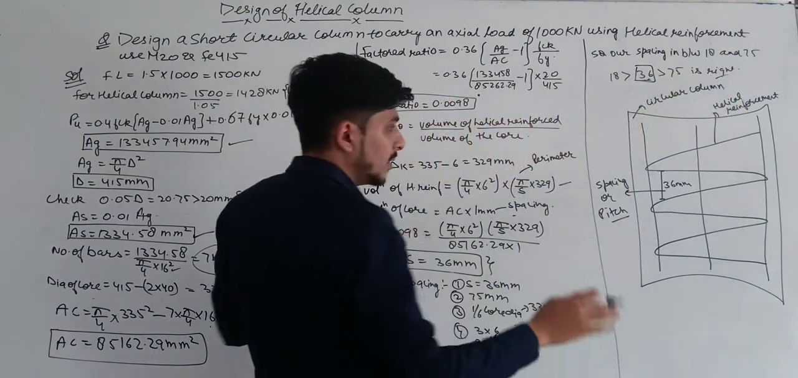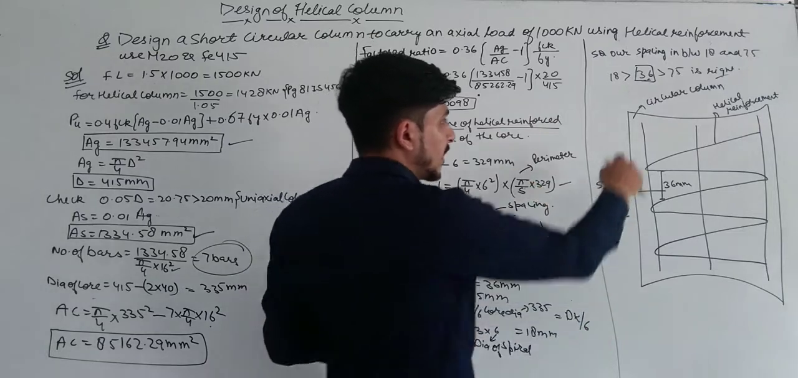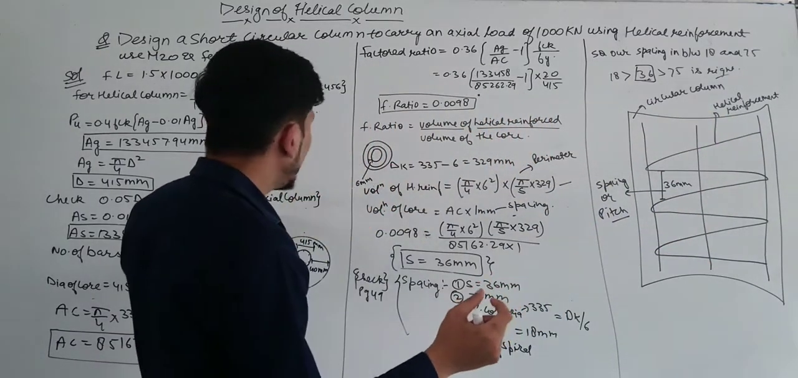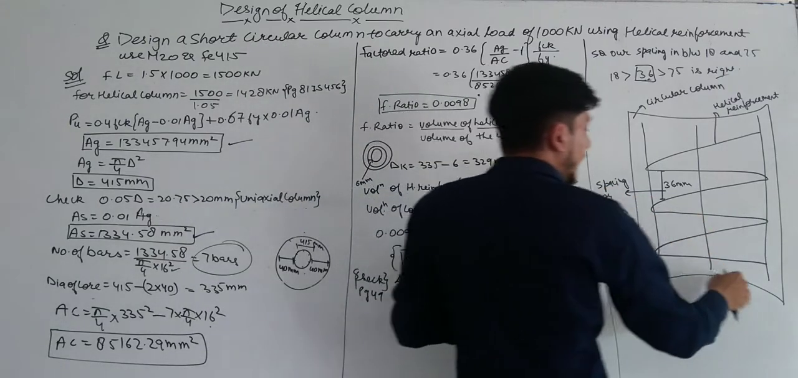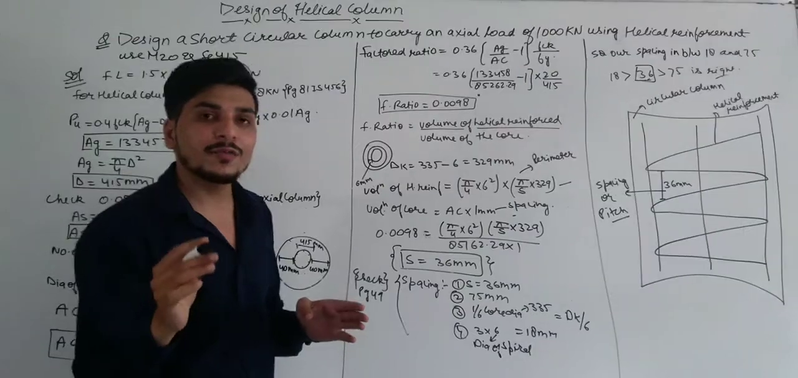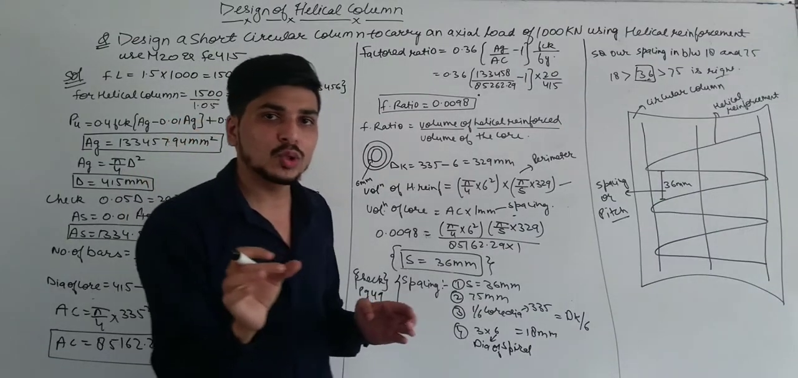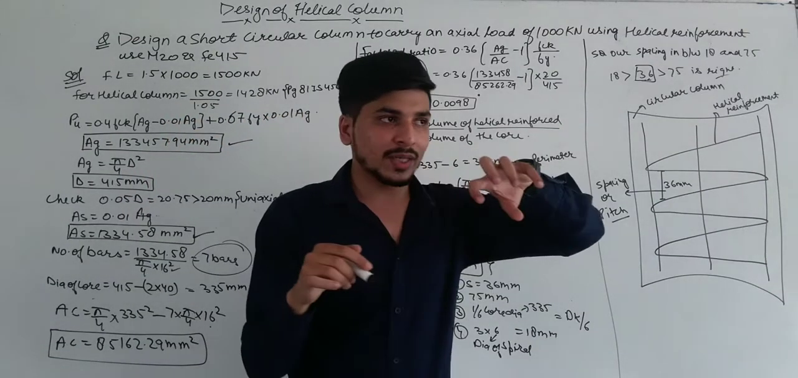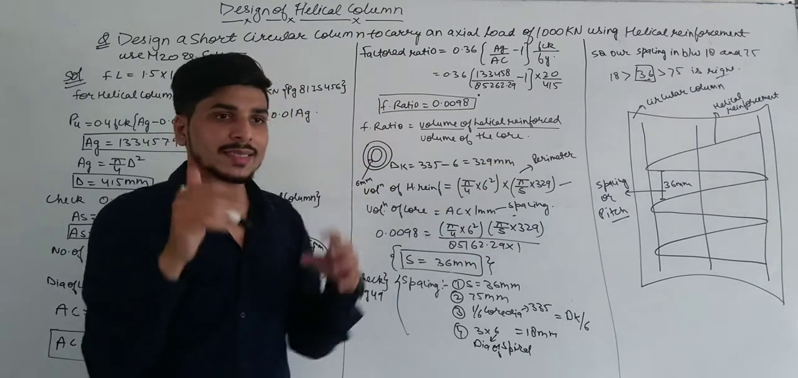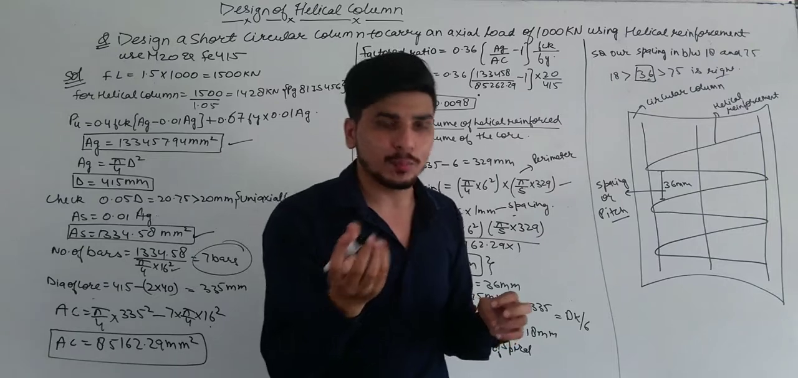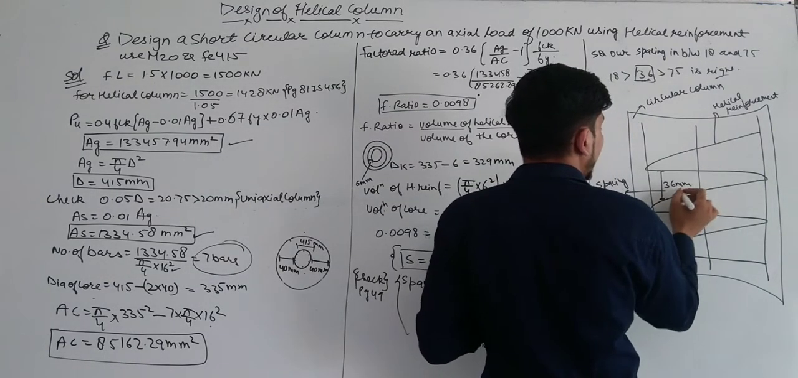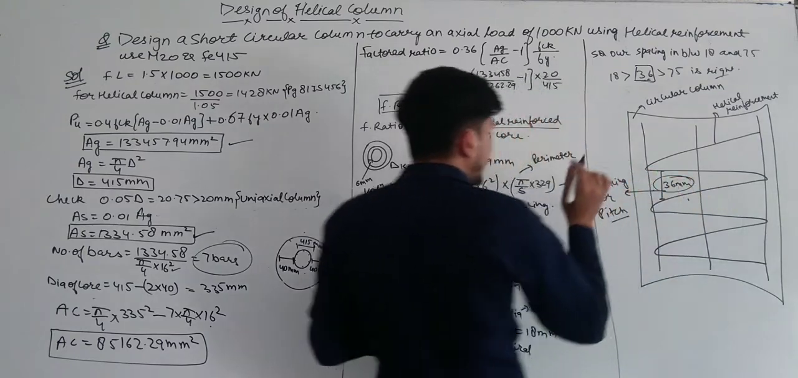Now this is the diagram for the helical reinforcement. This is a circular column. This is a vertical bar, the main bar. We have calculated 7 bars applied in the particular column, and over them we have to apply the helical reinforcement. Helical reinforcement means the reinforcement is applied in this zigzag way, and you can say it is helical form. So this is the helical reinforcement. The spacing between two helical reinforcements is 36 mm.